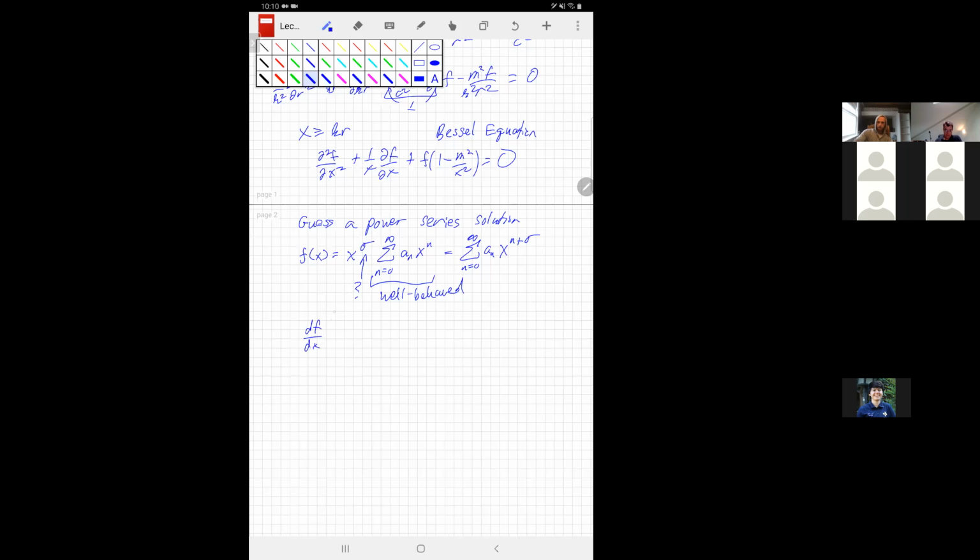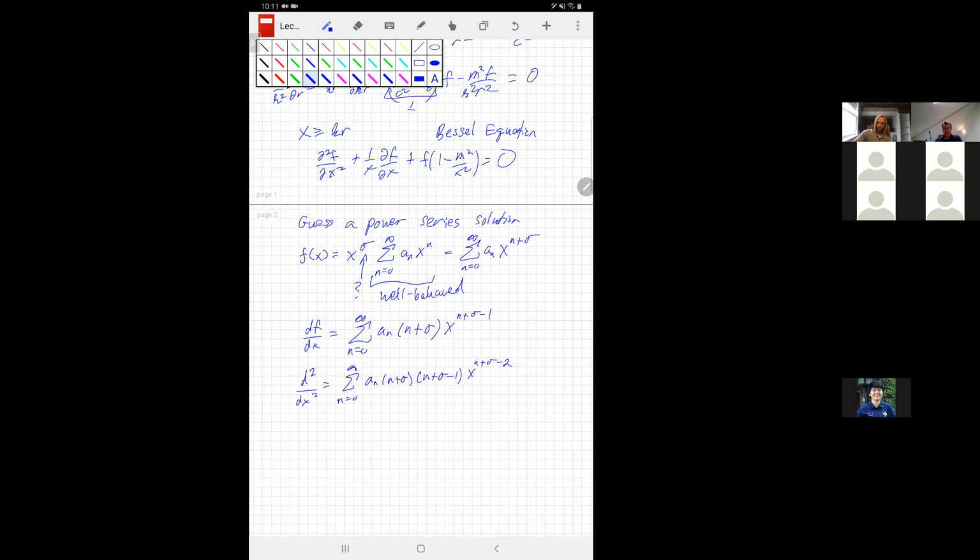So df dx is the sum from n equals 0 to infinity of a_n times n plus sigma times x to the n plus sigma minus 1. And the second derivative is the sum from n equals 0 to infinity of n plus sigma times n plus sigma minus 1 times x to the n plus sigma minus 2. And that's just by the definitions of derivatives for simple powers of x.